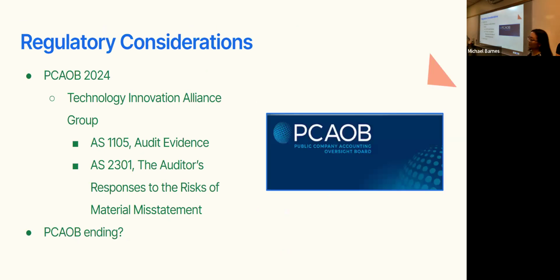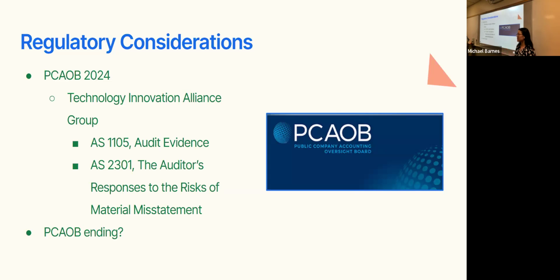Okay, and then moving into some other future considerations, one big thing is regulatory changes and requirements. So obviously, since we don't know really where the future of AI is going to take us, it's a little hard to predict the exact standards that might change from here on. However, there have already been some changes. So the PCAOB in 2022 actually enacted the Technology Innovation Alliance Group, which is basically an external group of professionals who give guidance to the PCAOB on emerging trends and actually give suggestions for possible changes to standards.